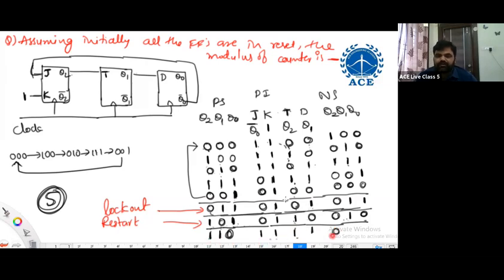1 complement is 0. T flip-flop, T input is 1. What is the next state of T flip-flop? Complement of present. 1 complement is 0. As D flip-flop, D input is 1, next state will be 1. Again it is restarting, because 0, 0, 1 is a used state. Once it is coming back to 0, 0, 1, then it is going through used states only. Again it is restarting. It is restarting the counter.